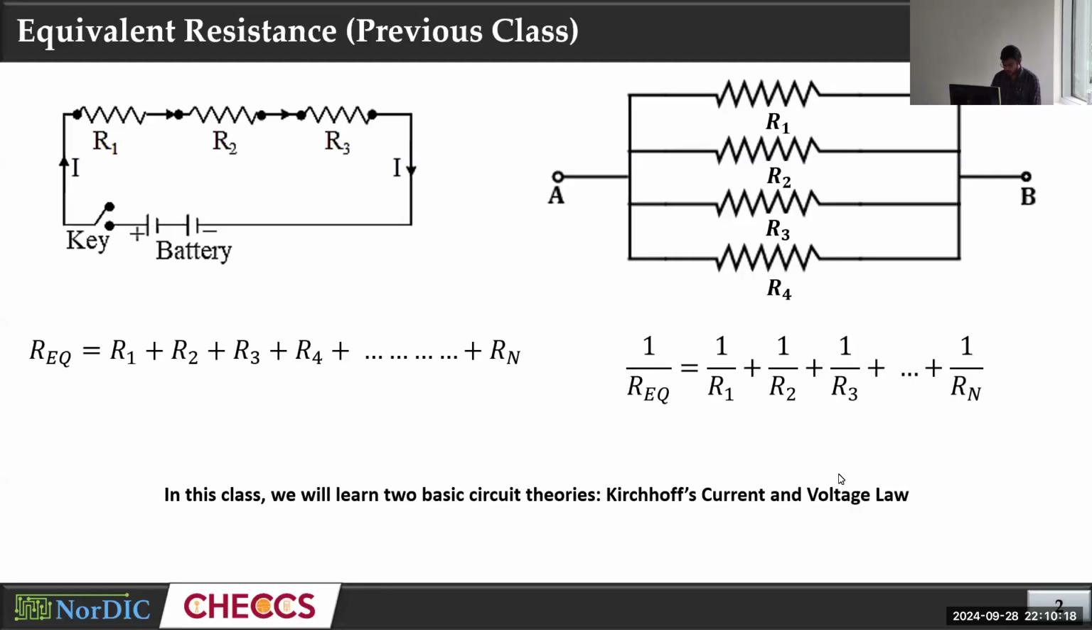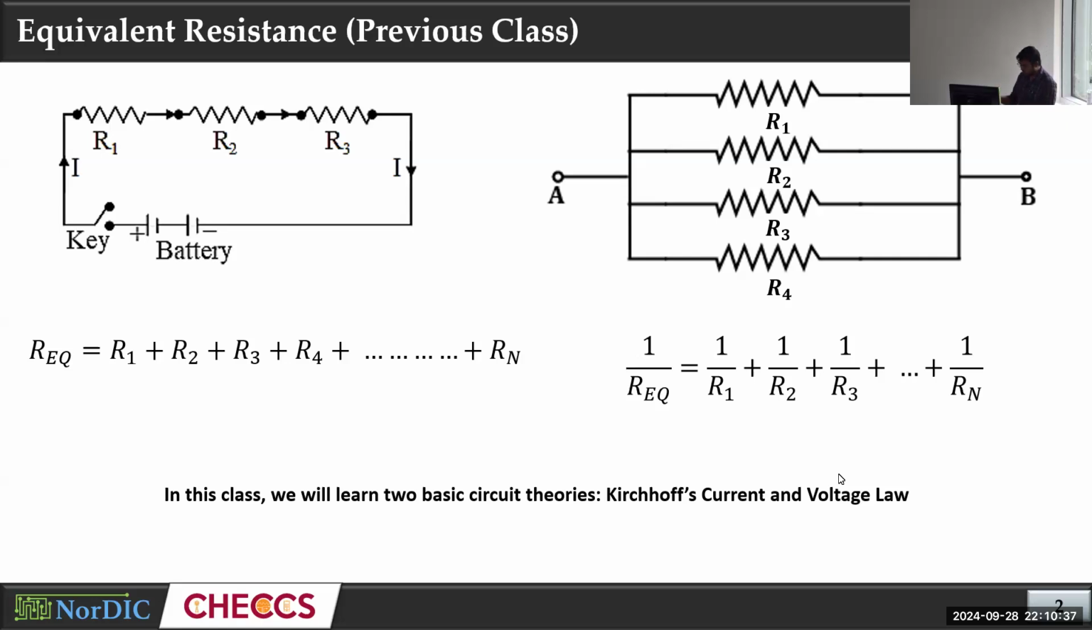So, at the last class, I think Mazhar stopped here. He talked about how we can calculate equivalent resistance of any circuit. Right? We learned about the series connection and the parallel connection of different resistors in a circuit, and we also learned about Ohm's law, right? The V equal to IR.